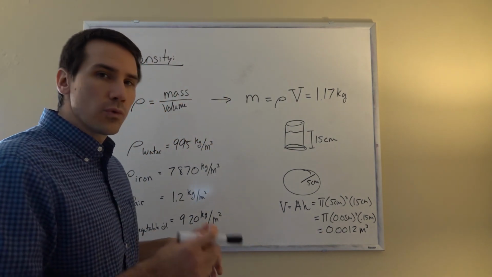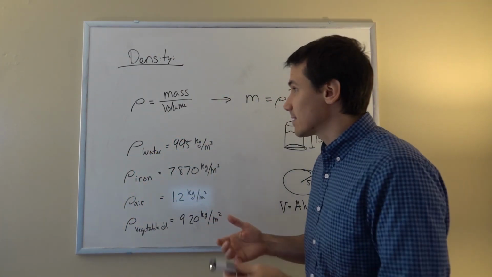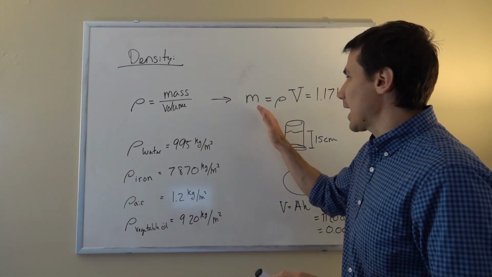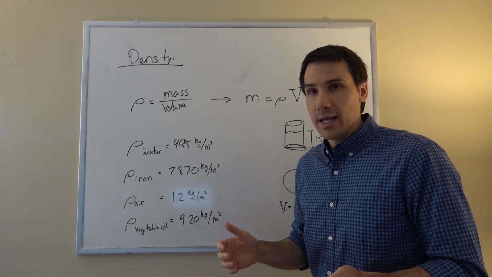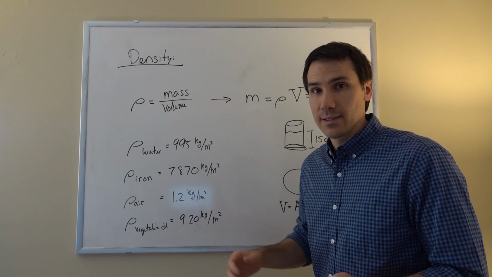Okay, so we should be able to transition back and forth between density, the mass per unit volume of an object, and the actual mass of that object. Of course, if I give you a mass and a volume for that object, you can calculate that object's density as well.